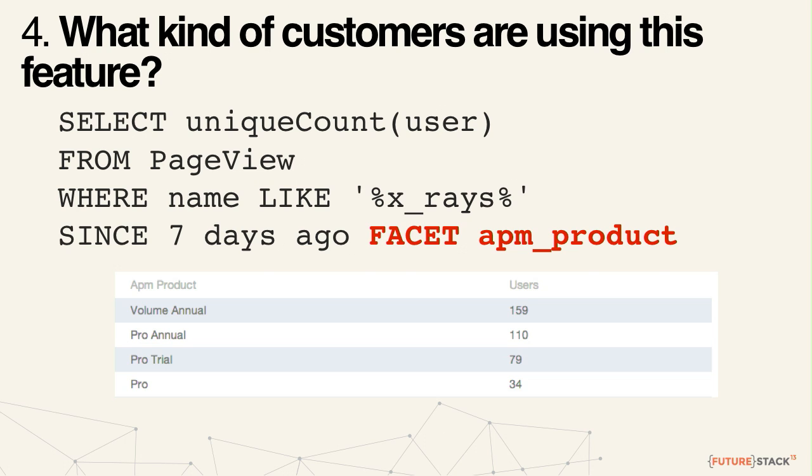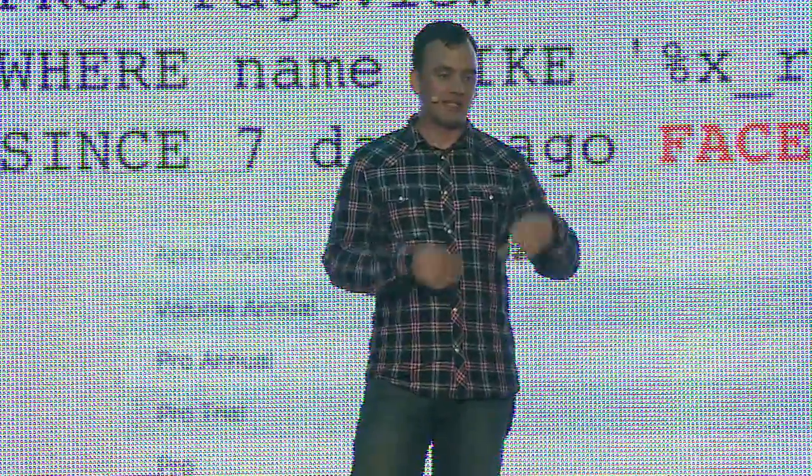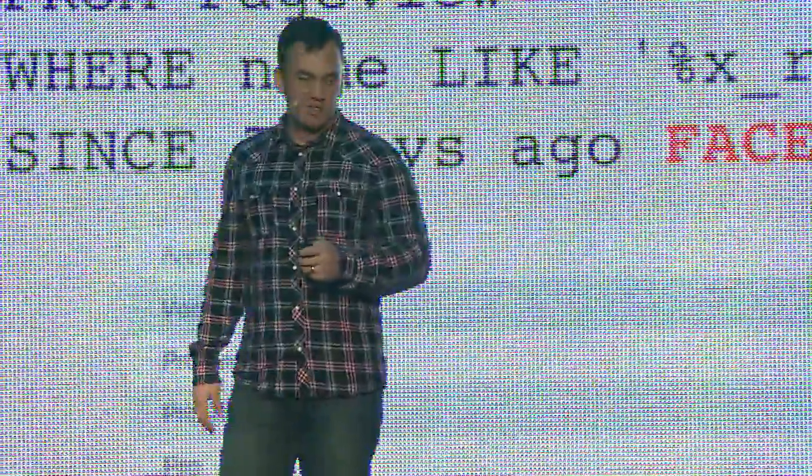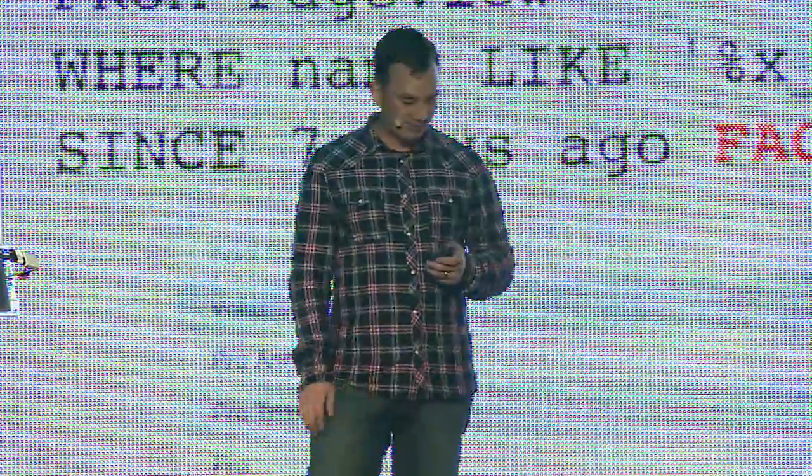The interesting thing about APM product is that's a custom attribute that New Relic is recording on our own app. So Rubicon gives you the ability to add custom attributes to the page view events that are already being collected, if there's certain custom data in your app that you want to be able to query on. One of the things that was really important for us was to be able to query on the product level, whether somebody was a pro customer or a light customer or a volume annual customer, which means a yearly annual contract. And so I'm able to do that. And I can see that this feature is used mostly by some of our biggest customers.